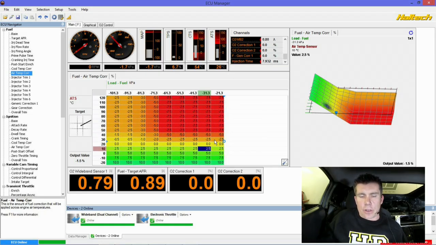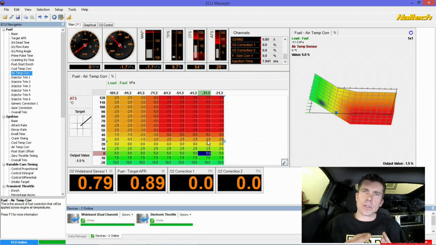On the other side of the coin, we've got where our air temperature drops and starts going into the negatives, starts going colder and finally into the negatives. And you can see we've just got that same trend. We've added 2.5% as we drop every 10 degrees.